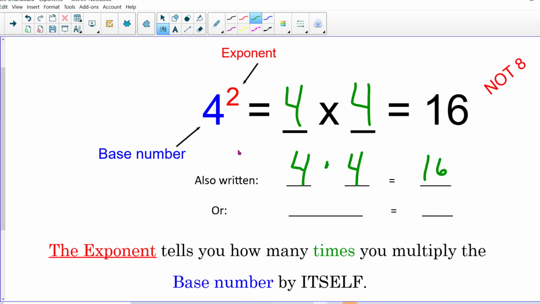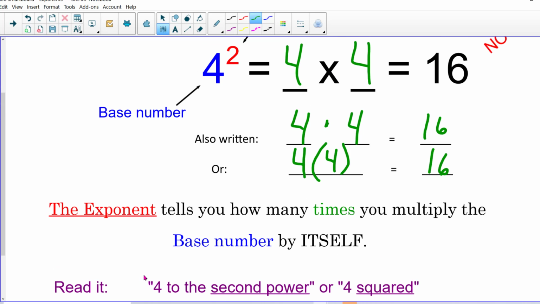And the other way to show multiplication is by using parentheses. So instead of the dot, we're just going to put that second 4 inside parentheses. This is another way to show 4 times 4. So notice there was no plus sign, minus, x, division, whatever. It's just the 4 and then parentheses and the other 4 inside. This means 4 times 4, which again, of course, makes 16.